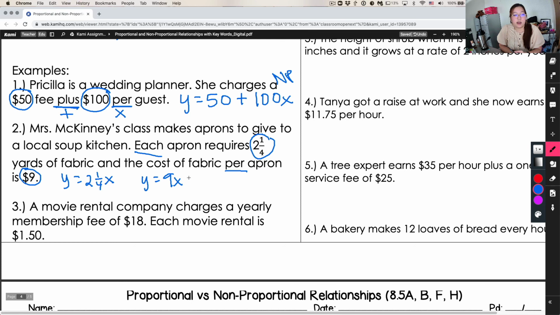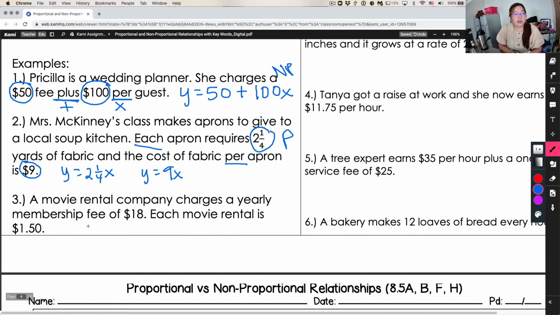So once you multiply by however many aprons there are, y is telling you this is going to be the total cost of fabric. So both of these are proportional because nothing else is getting added, but this is a little confusing in that it's a little relative, like it depends on which relationship we're writing an equation for, right? But either way, both of these would be proportional because nothing else is being added.